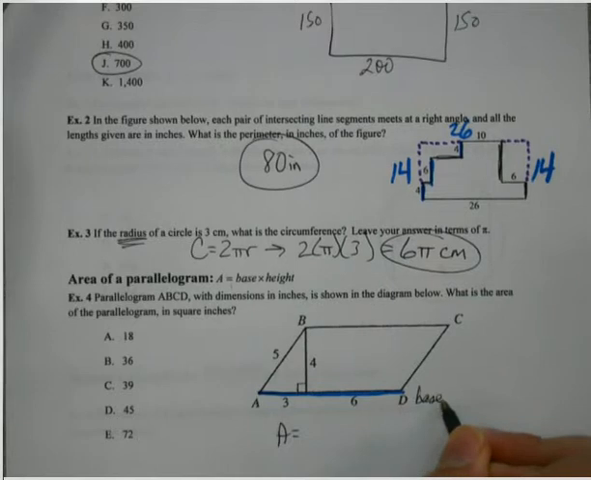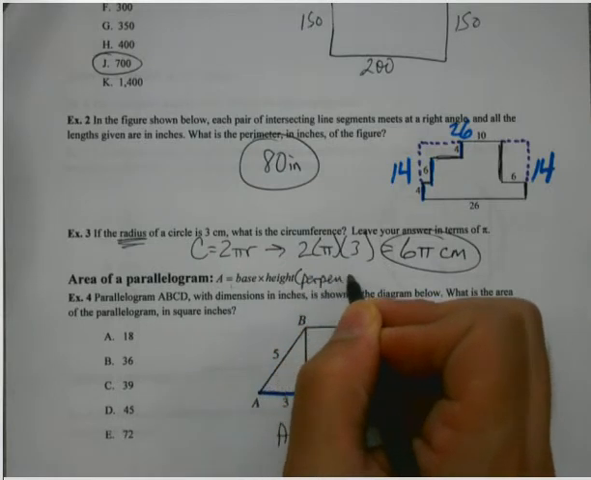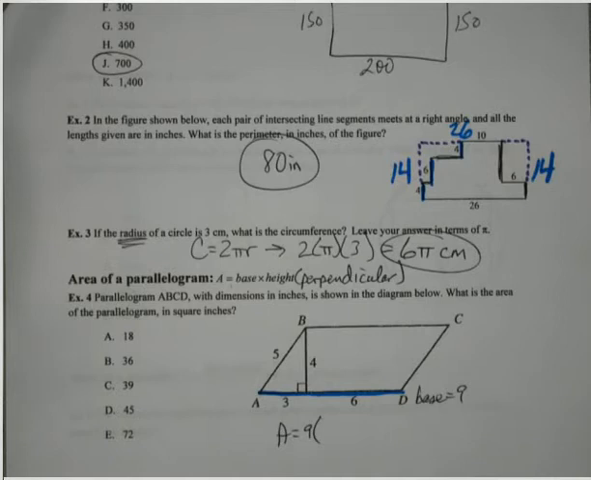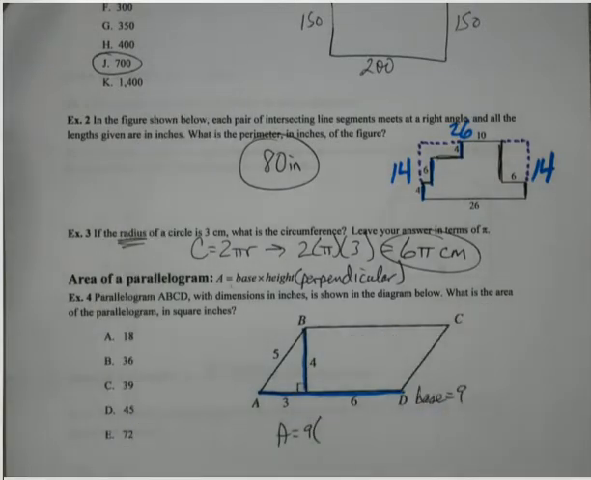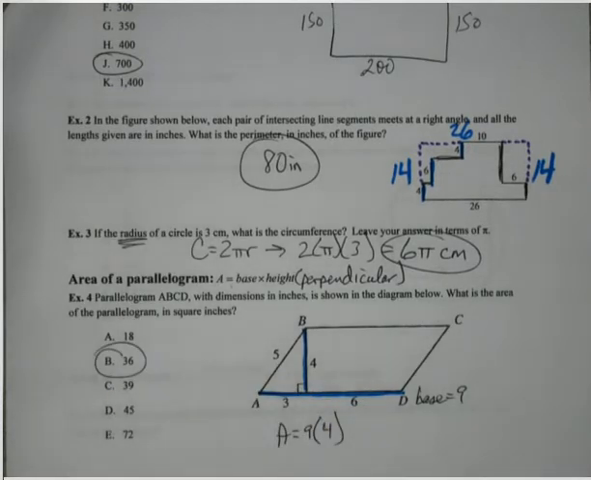So my base is going to equal 9. My height is always something that's going to be perpendicular to the base. Well, what's perpendicular mean? It means it makes a right angle. You can tell by the little square there. So my height is going to be 4, and 9 times 4 is 36. So you start to see how understanding what the different parts mean helps you to really make it much easier when you're working with the formula.